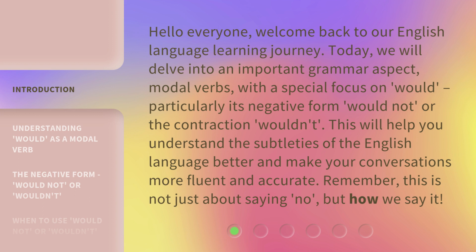Today, we will delve into an important grammar aspect, modal verbs, with a special focus on would, particularly its negative form, would not, or the contraction, wouldn't. This will help you understand the subtleties of the English language better and make your conversations more fluent and accurate. Remember, this is not just about saying no, but how we say it.